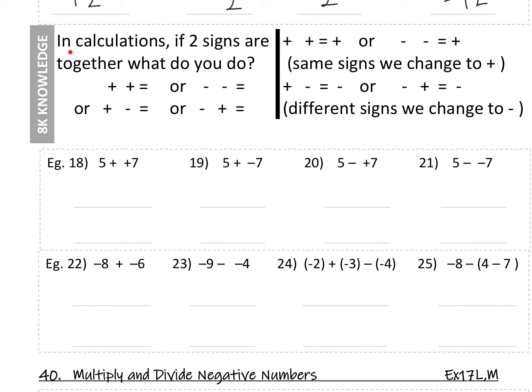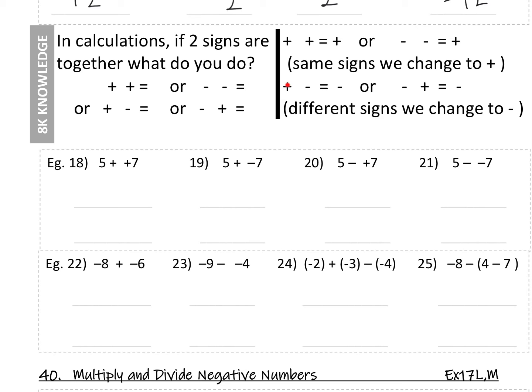So you'll see here, in calculations, if two signs are together, what do you do? If you've got a plus and a plus together, a plus and a minus, a minus and a minus, a minus and a plus. It would take too long to go through on this video revision-wise why these work. Your teacher will do that in class, but this is just to summarize what the result is. If you add a positive number, you're just adding the number on. If you take away a negative number, you're actually adding on the number. And if you look at those two, if you've got the same signs together, two pluses or two minuses, if the same signs are together, we change the two signs into a plus.